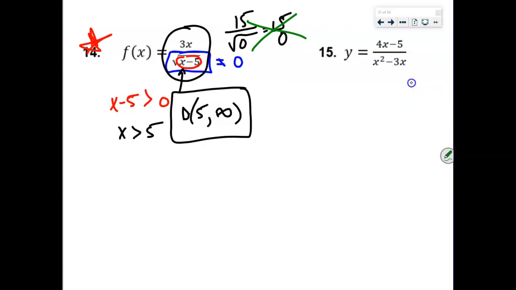Let's take a look at number 15. Do you see a denominator? Sure do. Do you see a radical this time? Nope, so we just got to worry about what makes this equal to 0, which there are 2 things because you have a quadratic.